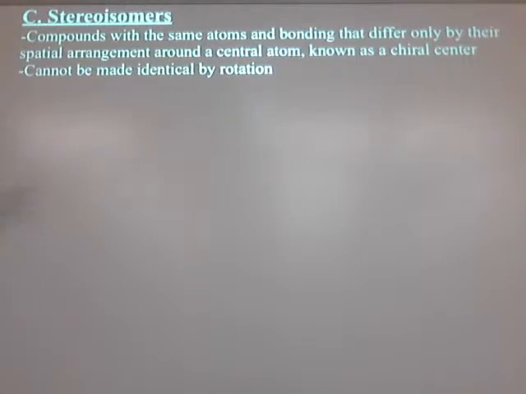Well, let me just tell you how you would even know this. How do I even know that I have an optical isomer? There are 2 types we're going to talk about. First of all, the optical isomers. All right. How would I even know this?